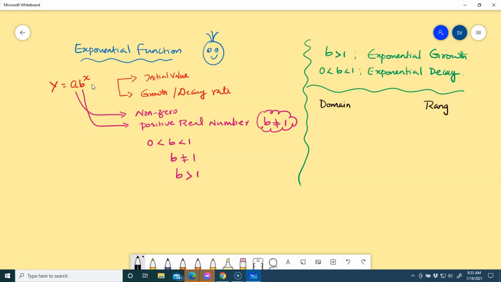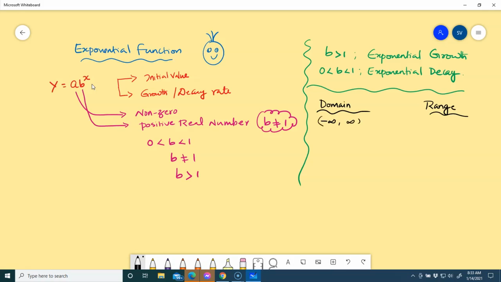Because we are studying a function, the very basic nature of a function is that it should have a domain and it should have a range. I can explain the domain and range in the form of a property. The domain of the function will always be negative infinity to positive infinity.